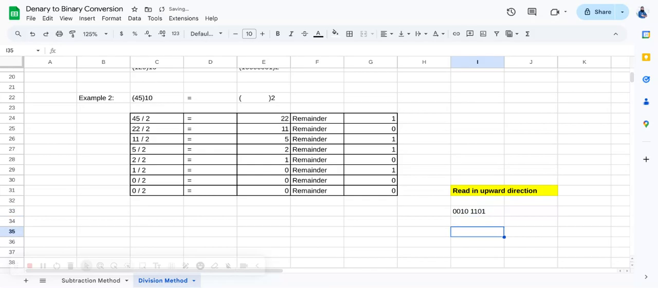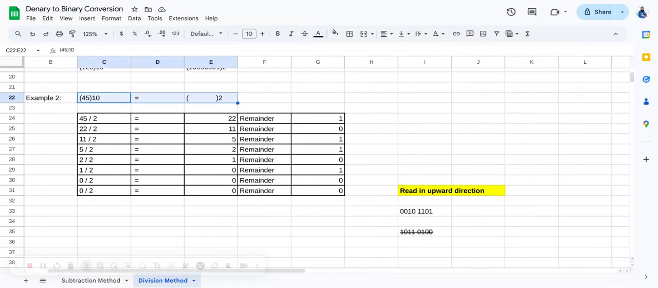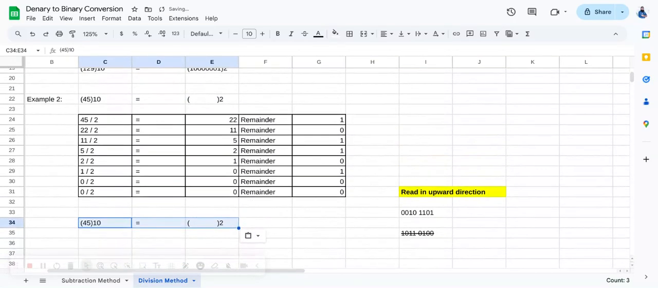Now imagine if you have read it the opposite way, meaning from downward, from top to bottom, what this number could be: 1 0 1 1 0 1 0 0. Aren't these two numbers totally different? There is a big gap, there is a big difference, which is giving a totally different value. So this is wrong value. Make sure when you are writing your answer, you always read in the upward direction. Okay, so do not write in the downward form.